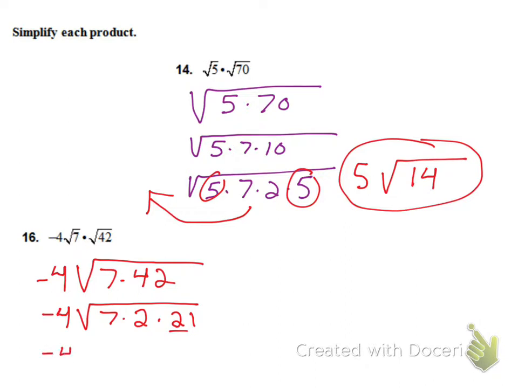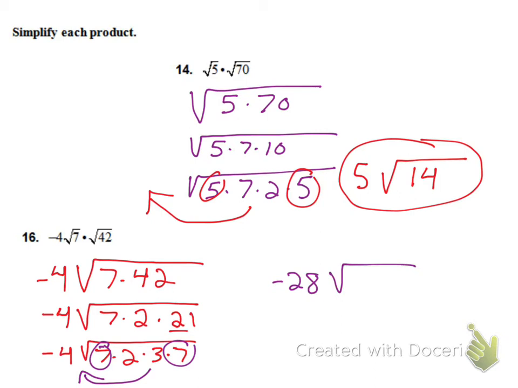So I'm going to have a negative 4. I'm going to keep everything the same. It's going to be 7 times 2. I'm going to break down the 21 by doing 3 times 7. And I can't break down any of these numbers anymore. And then I see that I have a pair of 7s. So I'm going to bring that pair of 7s out and multiply it by the negative 4. So if I bring that out, that would be 7 times the negative 4, which is negative 28. And then what's left in the radical is 2 times 3. That would be radical 6.